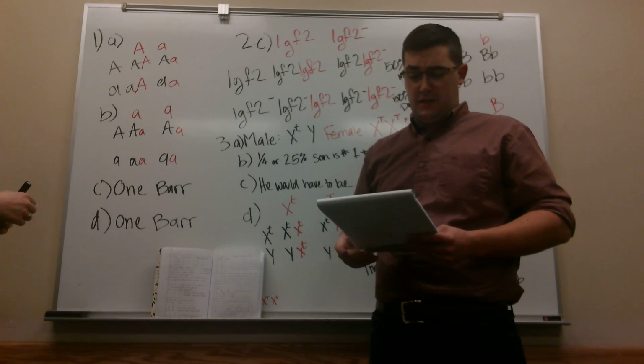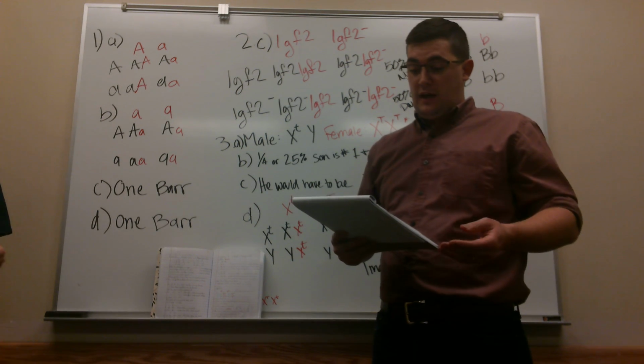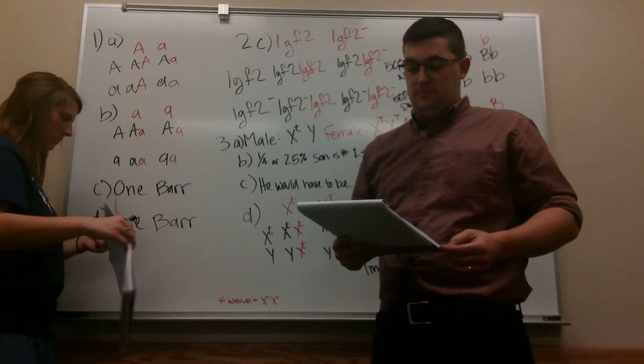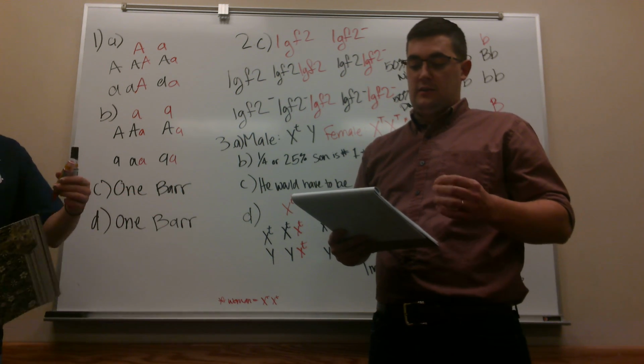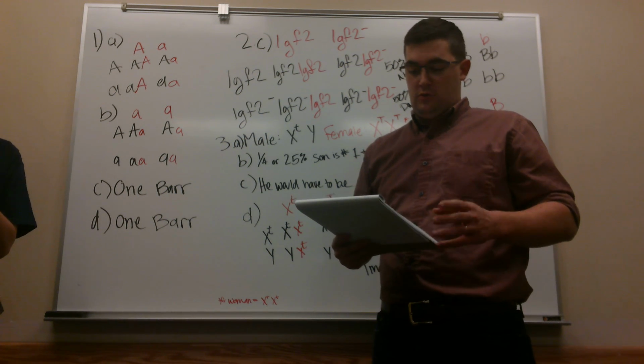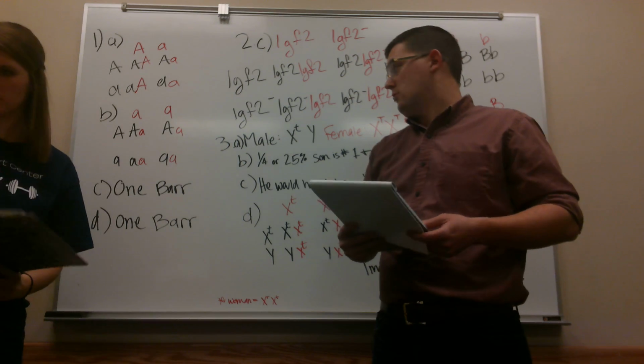So D, we got sex influenced. E, we got genomic imprinting and dosage compensation. F, we got the Xist and the Tsix. And G, we got autosomal chromosomes and X chromosomes.